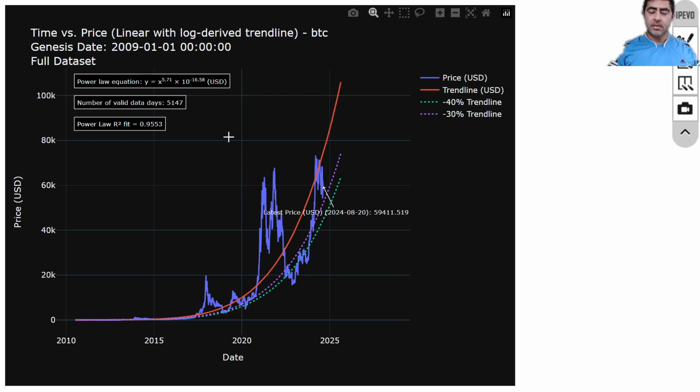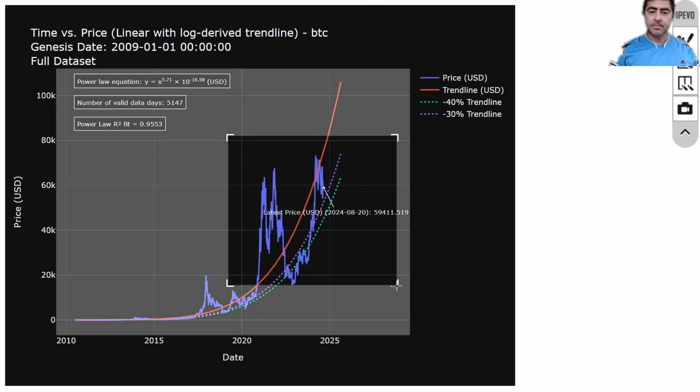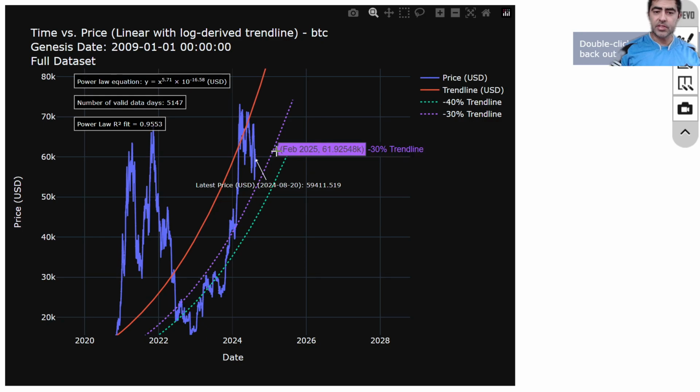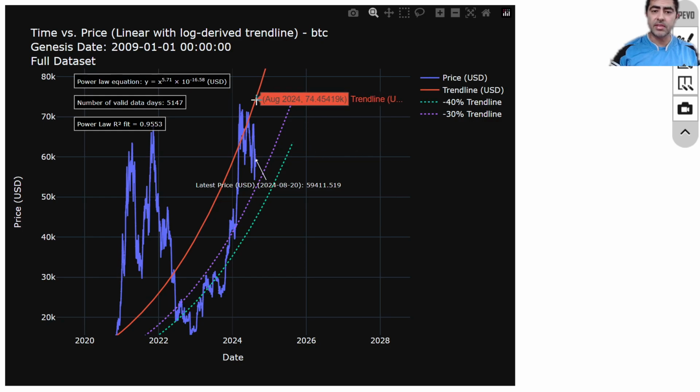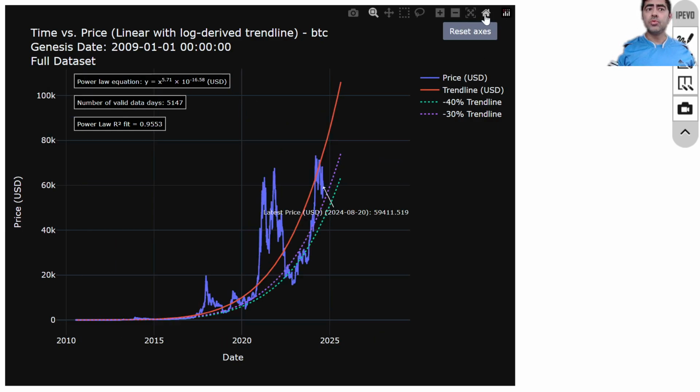And again, you can see what the prediction here is. For a minute, we can just ignore these lines over here. It's just showing what if you were at a discount to the trend line. But what it's saying is, hey, that current price in August should be around $74,000. And right now it's trading at about $59,000. So you're getting it at a discount to what the trend line is. That's great. But let's move on to doing a similar analysis for Kaspa over here.